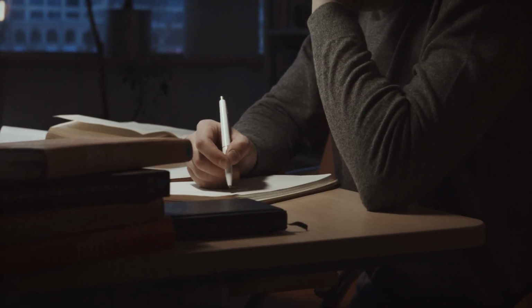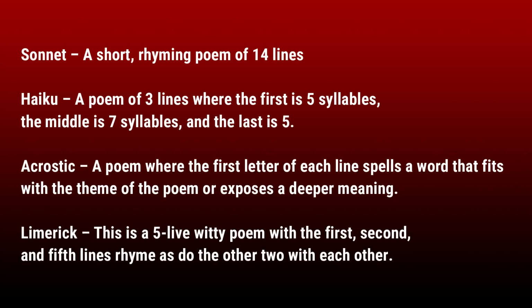Here are different types of poetry forms. Sonnet, a short rhyming poem of 14 lines. Haiku, a poem of 3 lines where the first is 5 syllables, the middle is 7 syllables, and the last is 5 syllables. Acrostic, a poem where the first letter of each line spells a word that fits with the theme of the poem or exposes a deeper meaning.